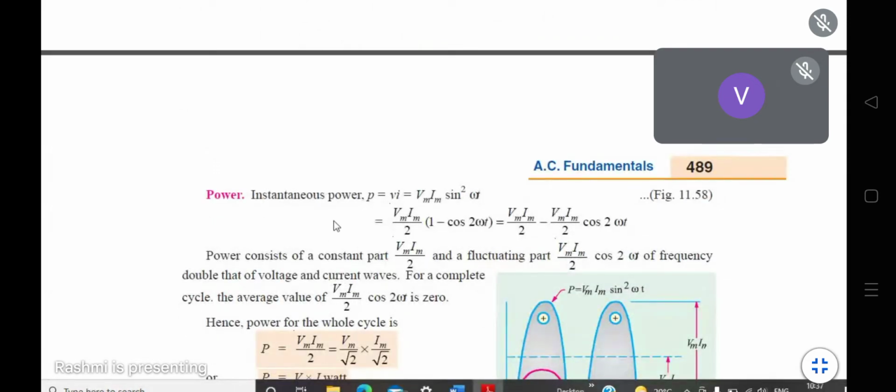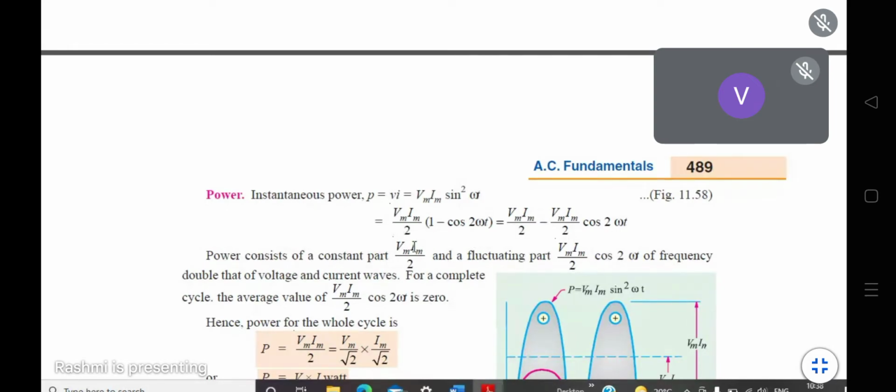Now what will be the power? The instantaneous power, or the power at a particular time, is V into I. So V is Vm sin omega t, I is Im sin omega t. If you multiply V into I, that is Vm Im sin square omega t. Sin square omega t is equal to (1 minus cos 2 omega t) by 2. So this can be written like this.